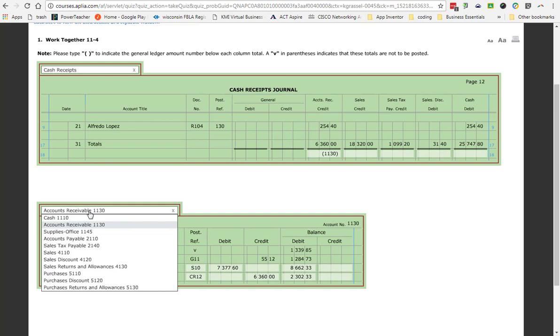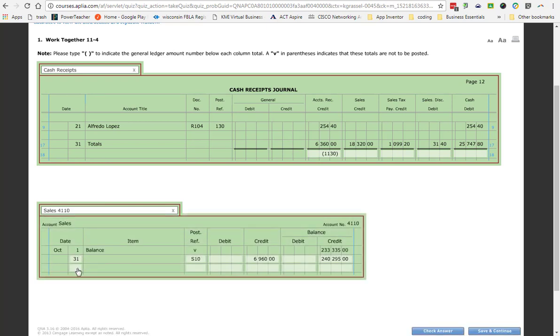I will do exactly the same thing to sales. Date is the 31st, CR12. Sales is going to be credited $18,320. It previously had a credit balance, so I'm going to add this one. Account number 4110 gets thrown right up there.